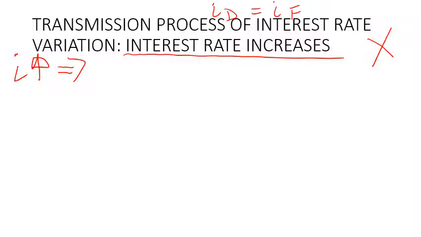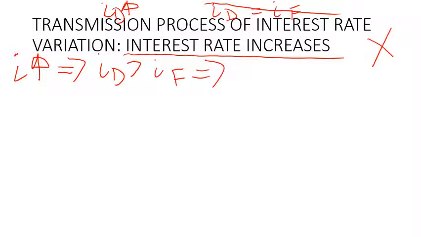Okay? However, what has just happened here is our interest rate went up. Our domestic interest rate went up. So what we have now is a variation. We have our domestic interest rate, which is higher than the foreign interest rate. So what's going to happen here?